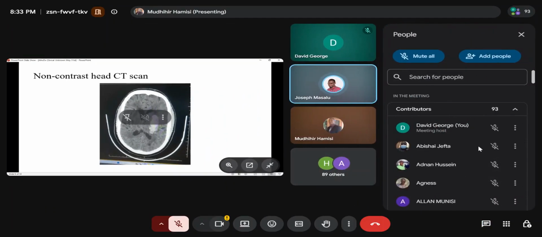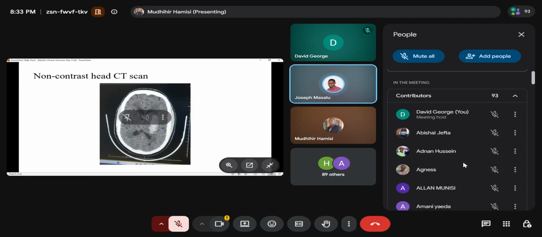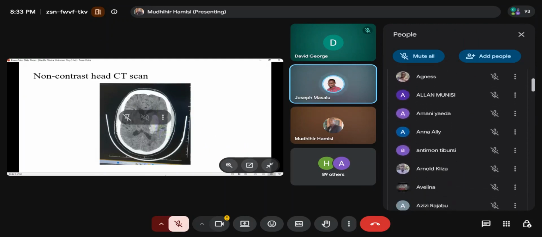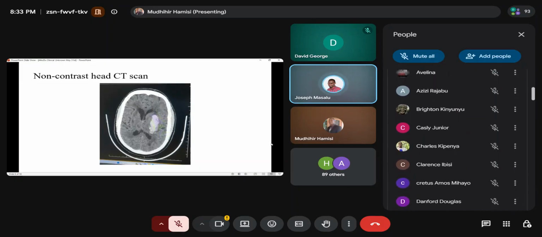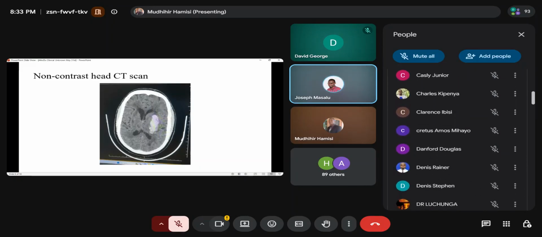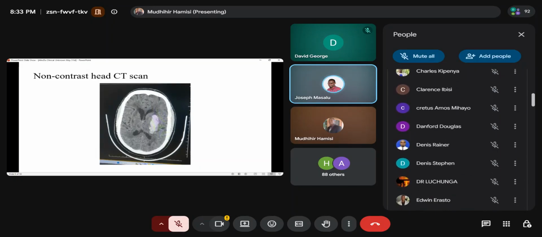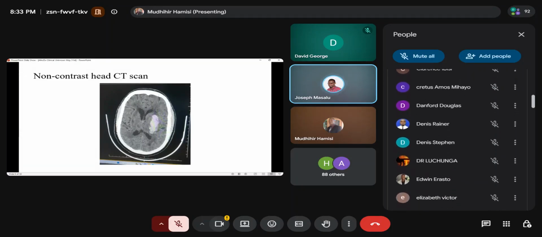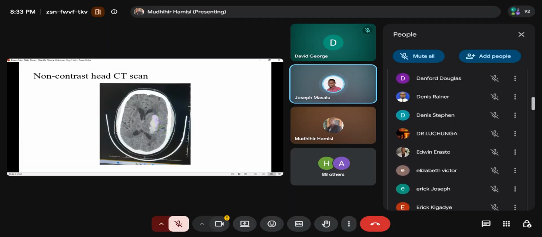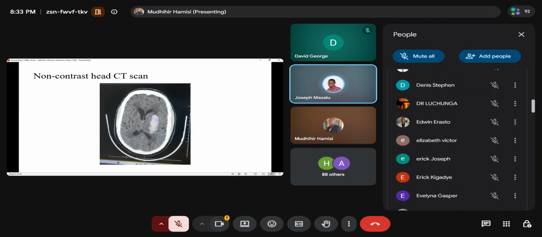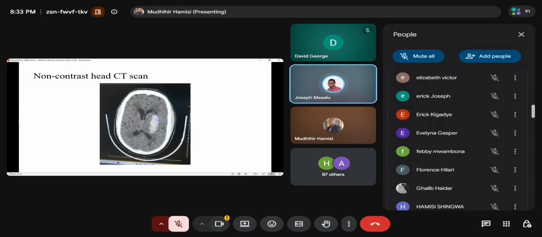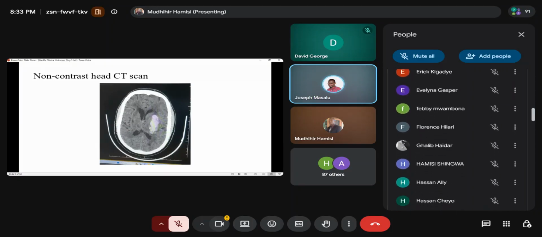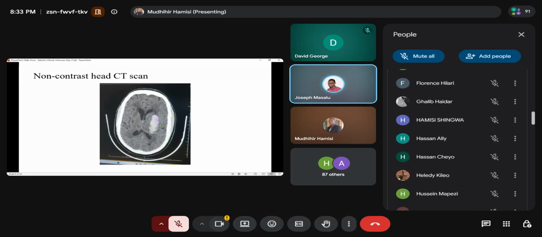You do a CT to rule out hemorrhage, and as you can see here, you see a hyperdense lesion in the maybe left basal ganglia, and this is a bleed. So I can say it's a hypertensive bleed in the region where there is that lesion. And so Mudhihir, I can say so confidently that we are dealing with a hemorrhagic stroke in this patient.